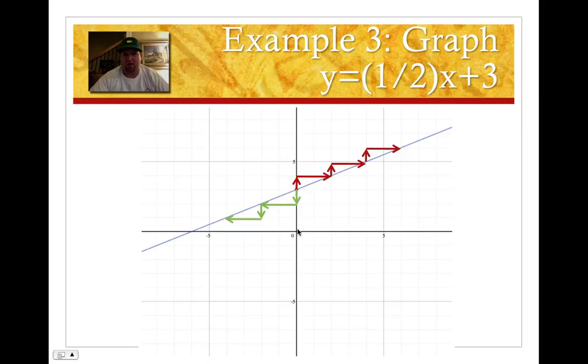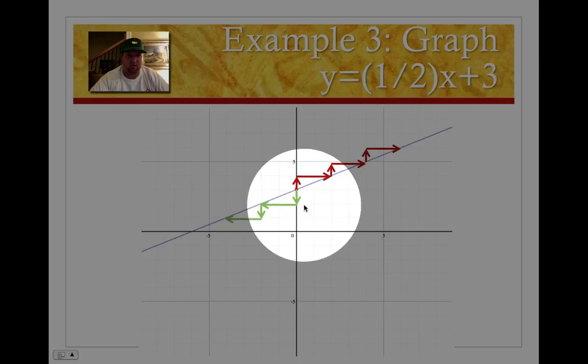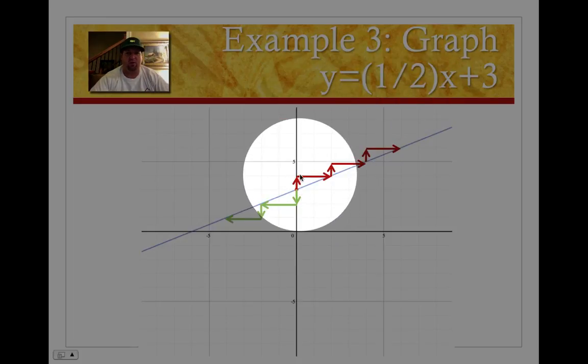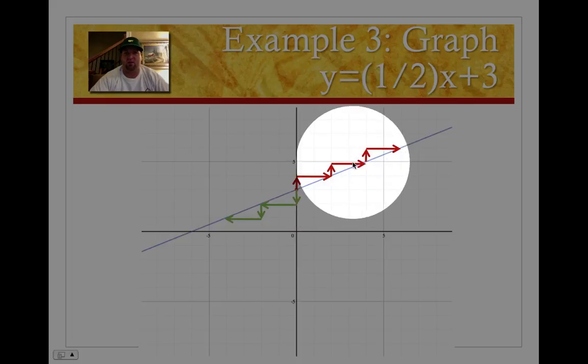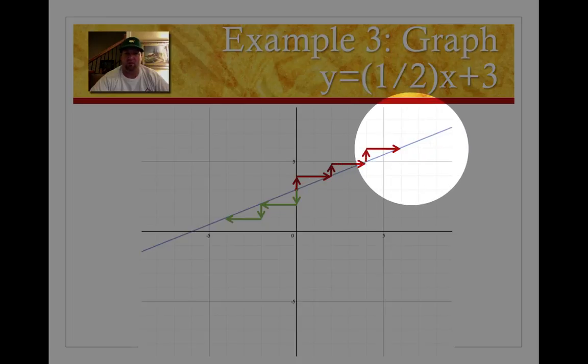First of all, I plotted (0, 3), which is the y-intercept. In mx plus b, b is the y-intercept, and b is 3 in this case. So I went up to 3 and put a point. Then I used the slope. The slope is positive over positive, which means you go up and to the right. In this case you go up 1, you rise 1, and you run 2, or run to the right 2. Up and to the right, up and to the right.